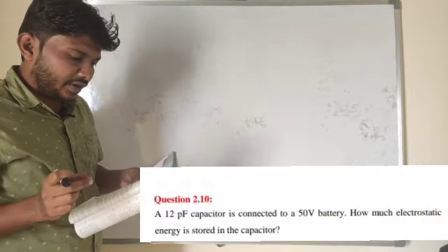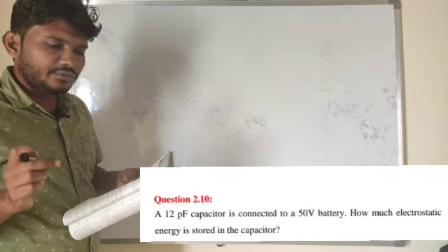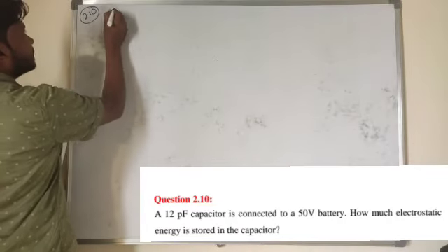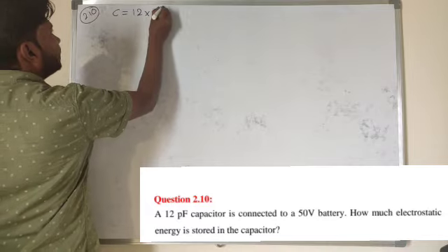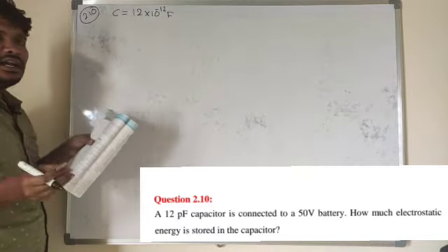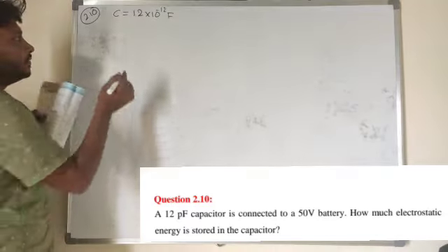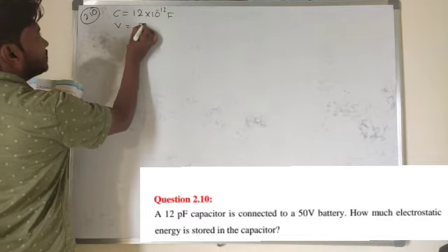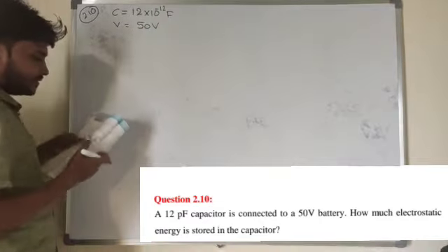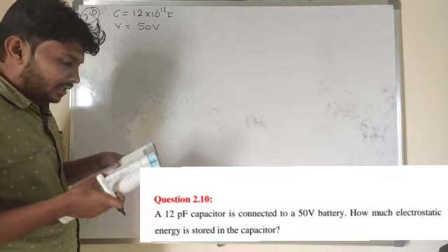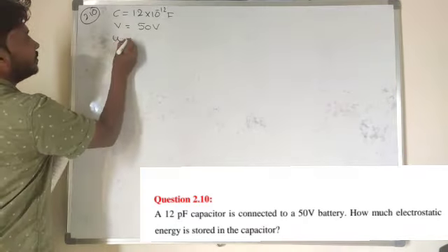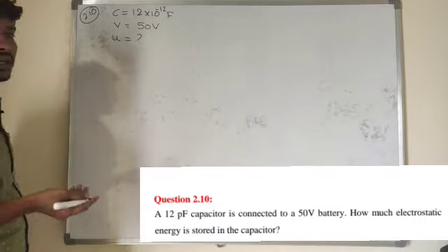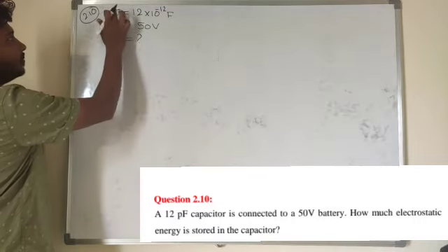A 12 picofarad capacitor is connected to a 50 volt battery. So what is the capacitance value here? 12 picofarad. Pico means 10 to the power of minus 12 farad. It is connected to a battery of 50 volt supply, so the potential value is 50 volt. How much electrostatic energy is stored in the capacitor? So which thing do I need to find out here? Electrostatic energy. What is the connecting formula for that?